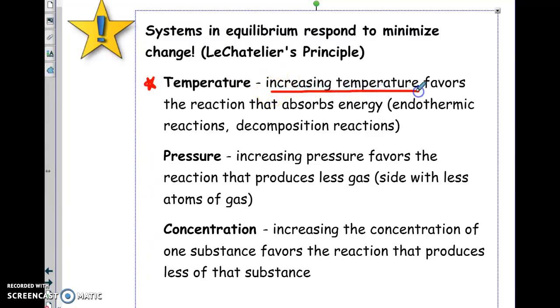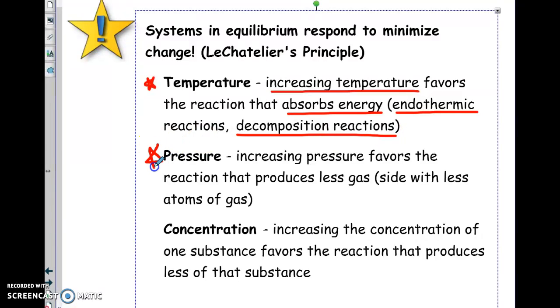Increasing temperature favors the reaction that absorbs energy. What that means is the side of the reaction that is endothermic, meaning that heat is being added. Another way to know this is endothermic reactions, decomposition reactions always meet that same criteria.